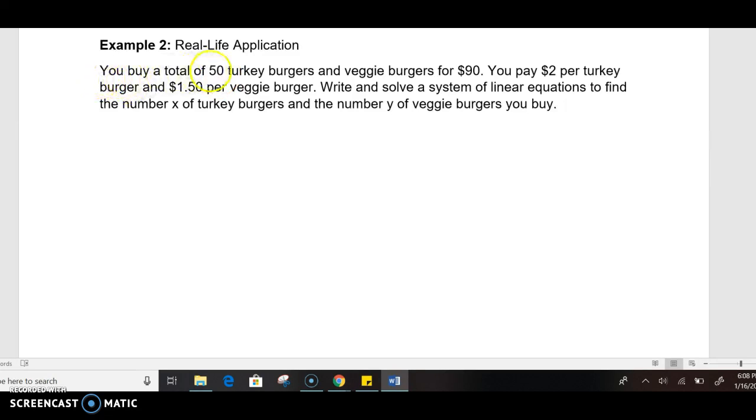So here it says you buy a total of 50 burgers and veggie burgers. So that's the total number of items. And then I'm spending $90. So notice I'm going to keep this, even though it's in the first sentence, all of my cost information is going to go together. So it's $90 for $2 turkey burgers and $1.50 for each veggie burger.